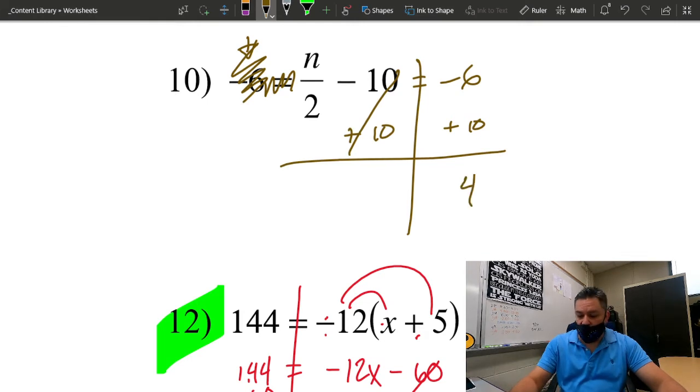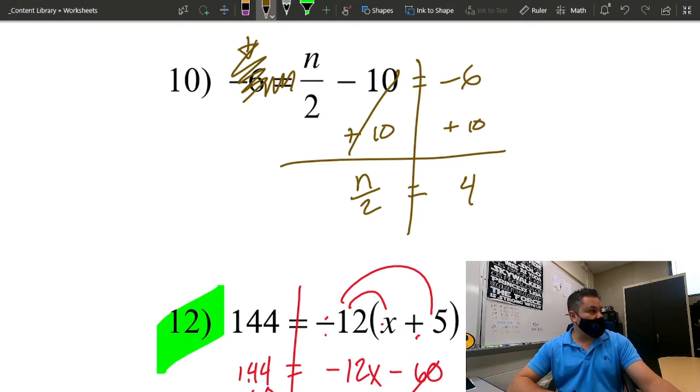Which one's bigger, the negative or the positive? The positive, so it's positive 4. And on this side, I'm left with n over 2. Are we good so far?